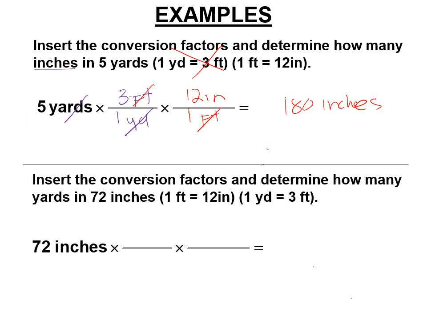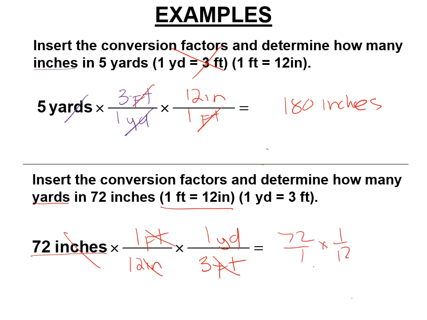All right, so now we're going to convert 72 inches into yards, right? Well, we know there are 12 inches in 1 foot, so that will convert inches into feet. But we want inches into yards. So now we'll use the other one. 3 feet equals 1 yard, and those cancel. So now this time it's 72 over 1 times 1 over 12 times 1 over 3. That's what you've set up.